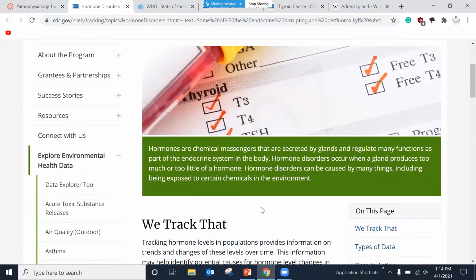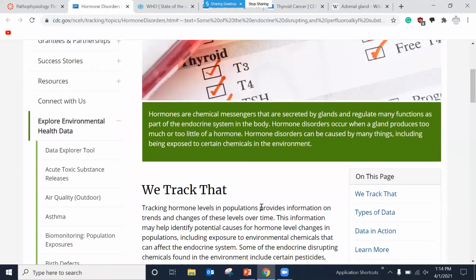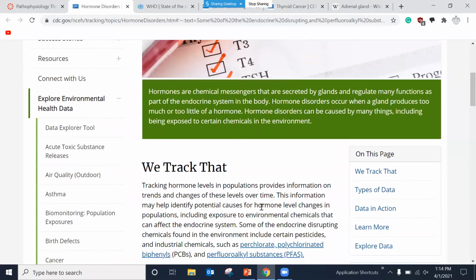It says here that hormones are chemical messengers that are secreted by glands in your body and regulate many functions as part of the endocrine system. Hormone disorders occur when a gland produces too much or not enough of a hormone. Hormone disorders can be caused by many things, including being exposed to certain chemicals in the environment.